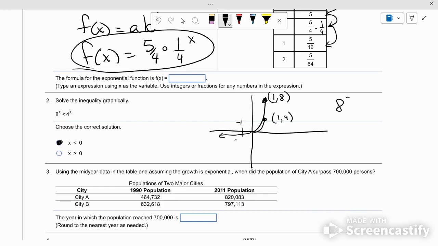Now, if we think about it, with x equal to -1, 8 to the -1 power is 1/8. 4 to the -1 power is 1/4. What's bigger? 1/4 is bigger than 1/8. So 8 to the x is less than 4 to the x when x is less than 0. Okay? We solved it graphically. We solved it numerically.